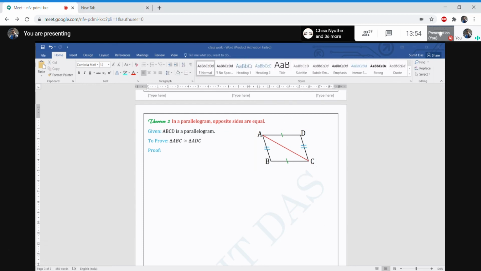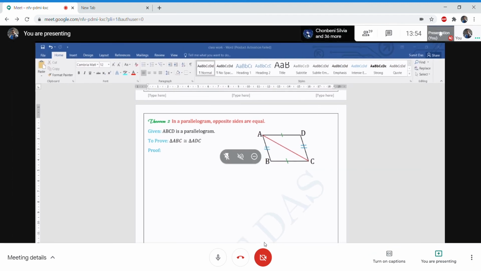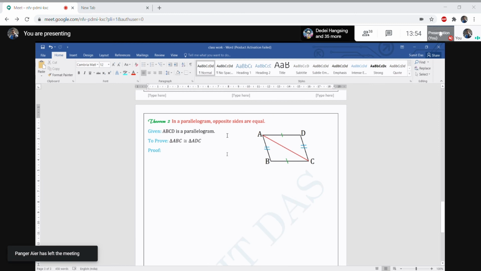Let me see if anyone has a doubt regarding this. Regarding theorem 1, any doubt? If no, then I'm moving forward. In this theorem, we have to prove that opposite sides are equal, right? So ABCD is the parallelogram. We have to prove AB equal to DC, and AD equal to BC. This is what we have to prove.